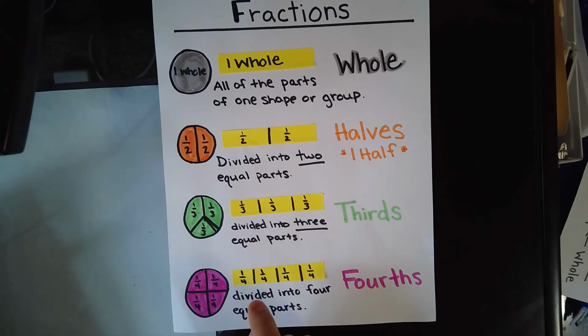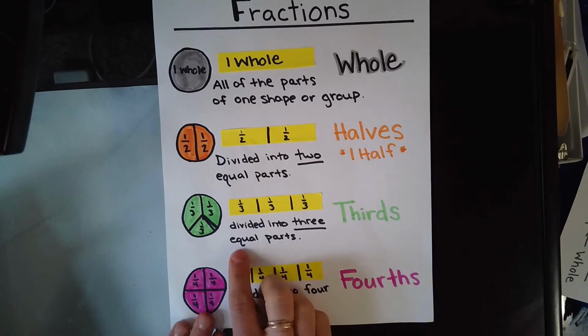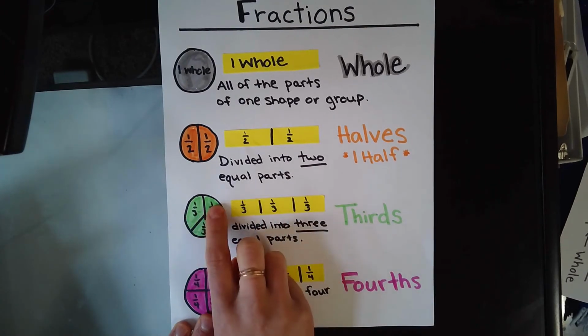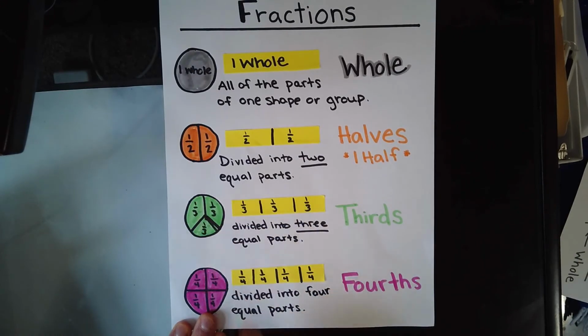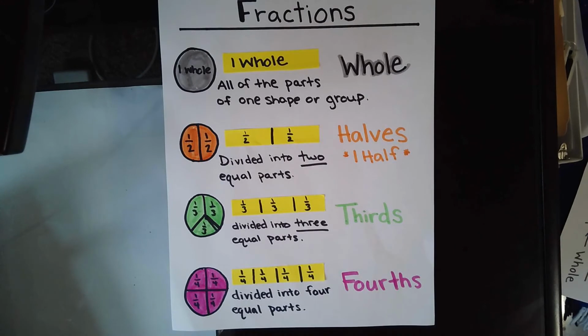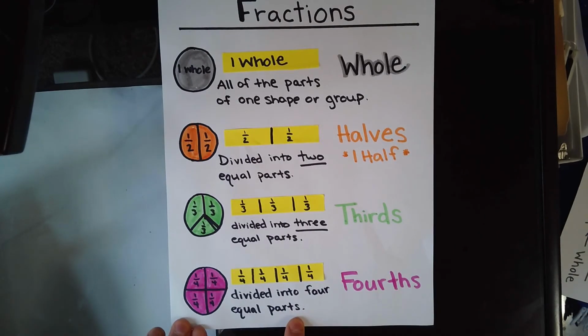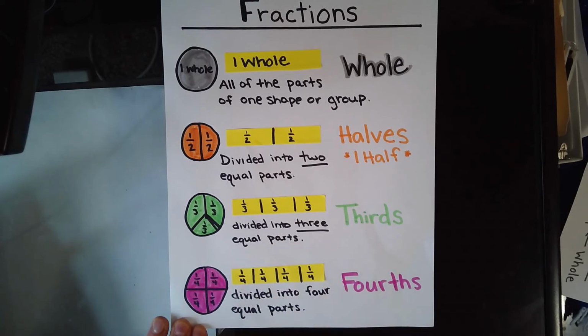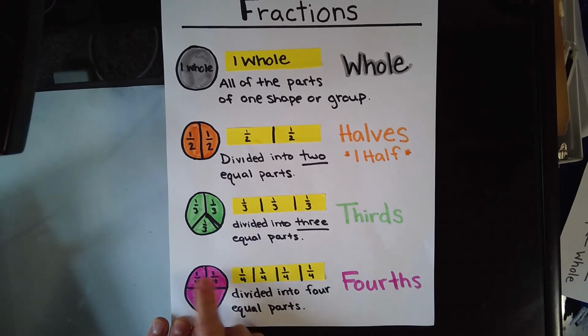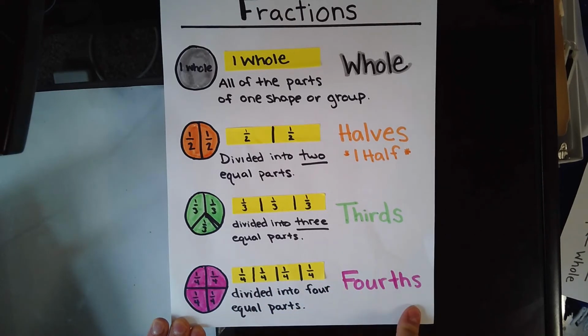You can also split a number into 3 equal parts, and those are known as thirds. 1/3, 1/3, 1/3. 3/3 is going to equal 1 whole. And then the last representation of a fraction I have on this sheet is going to be fourths. So that means we have cut this circle into 4 equal parts. 1/4, 1/4, 1/4, 1/4. And that's known as fourths.